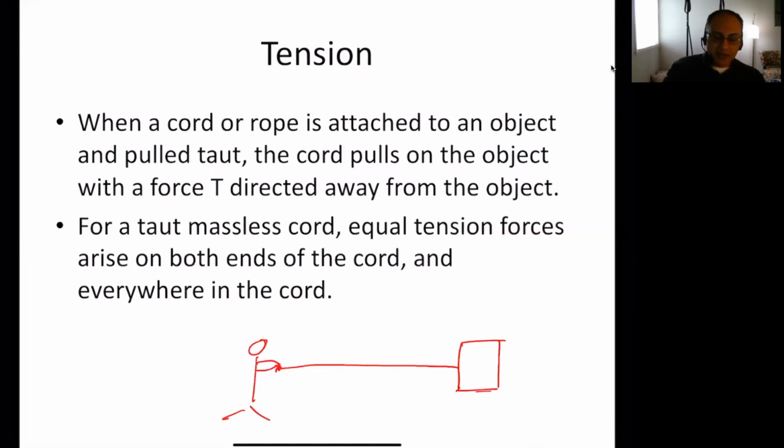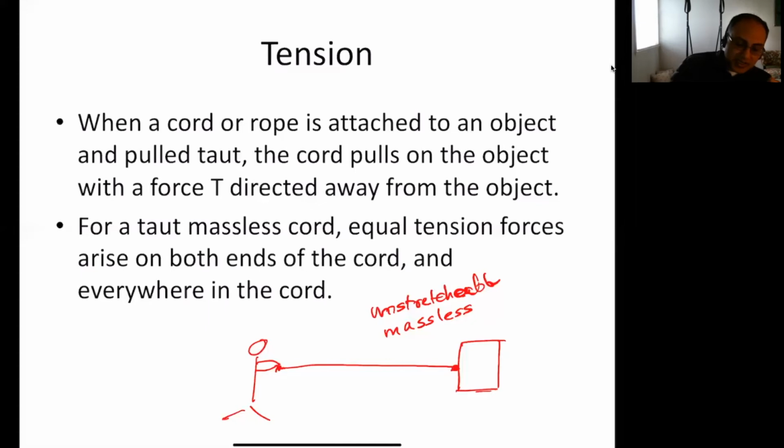Now, we will usually assume that ropes or cords are unstretchable, and usually we'll just assume that they're massless, which means that whatever mass they have is negligible compared to other masses in the problem. Now, when you have an unstretchable cord like this and it's held taut, taut means there is no slack in the cord, then what happens is that the cord is not happy about being stretched, right? It doesn't want to be stretched.